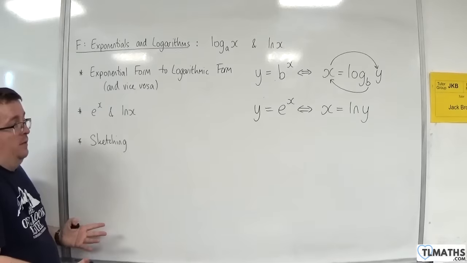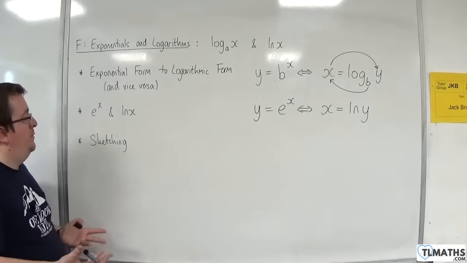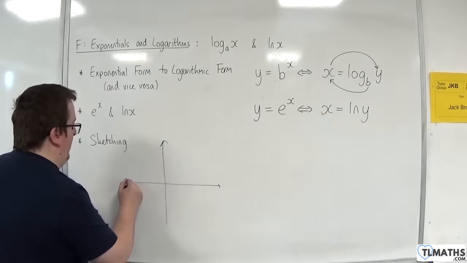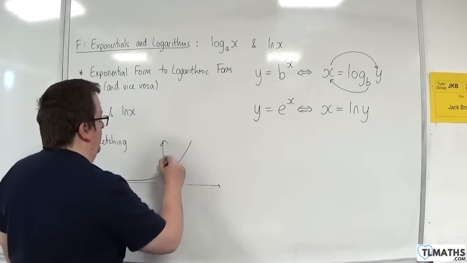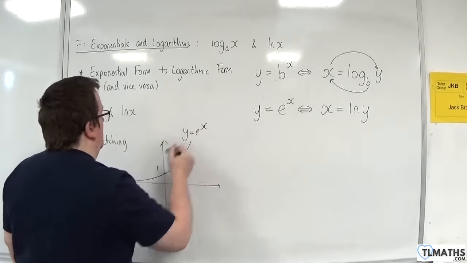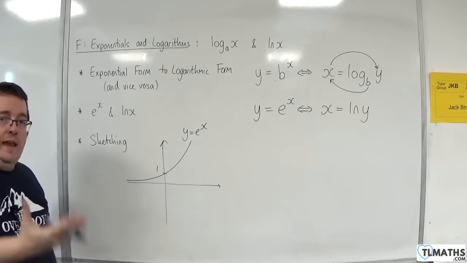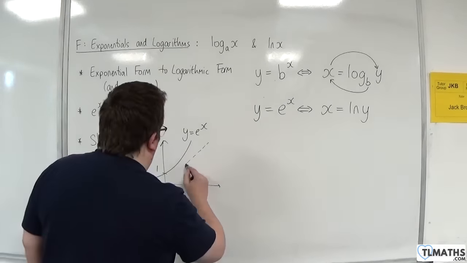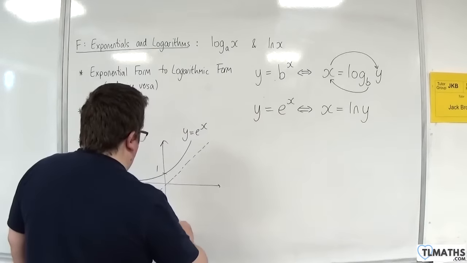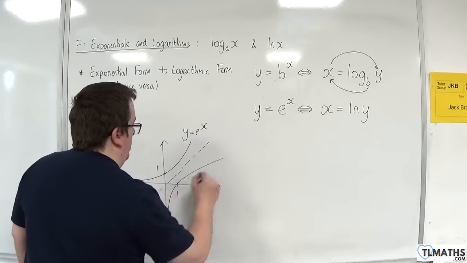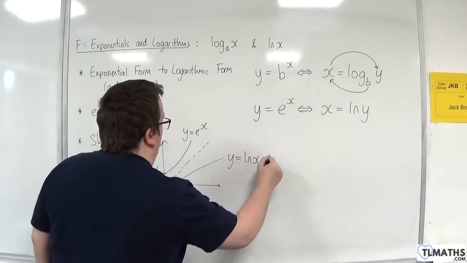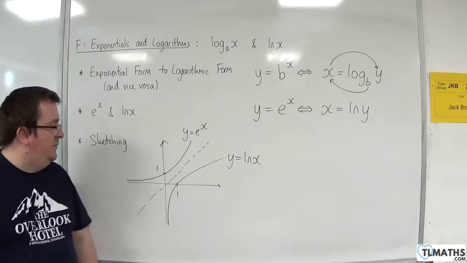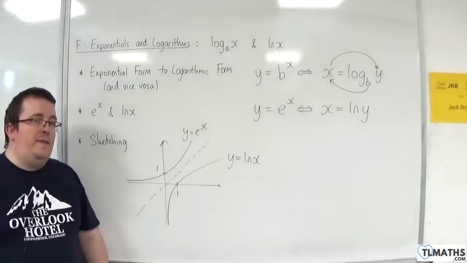Now, sketching the log curve, you should be able to do that. So you know that y equals e to the x looks like this. Well, log x is the inverse function of e to the x, so they are reflections of one another in y equals x. And so this is y equals the natural log of x. Okay, so it's got the y-axis as a vertical asymptote and it goes through 1 on the x-axis.